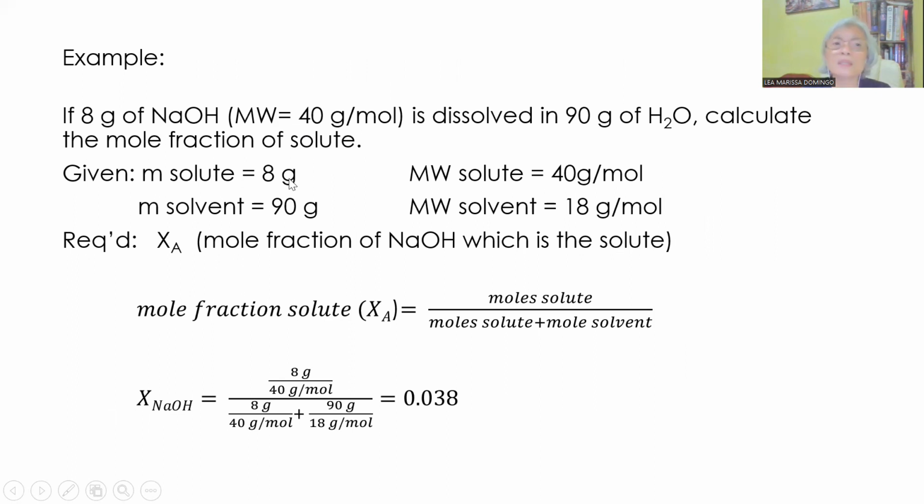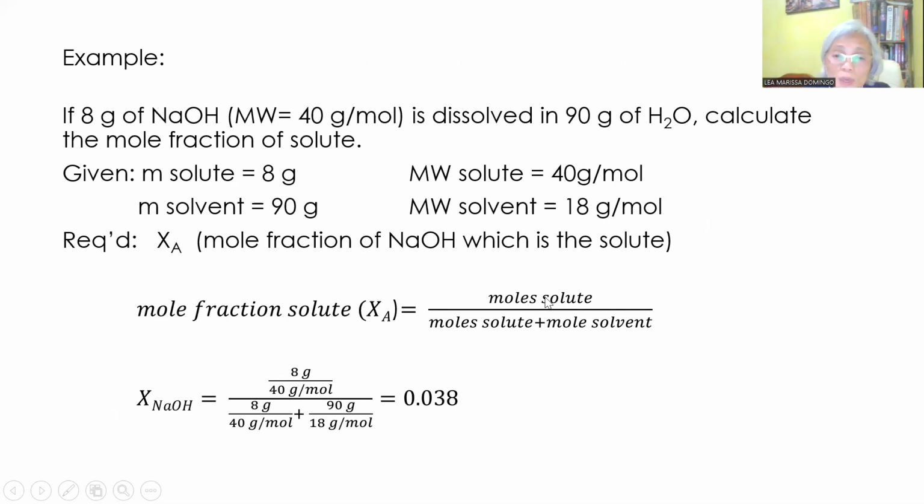So abstracting the data from the given problem, the mass of solute, which is sodium hydroxide, is 8 grams. The molecular weight of solute, which is sodium hydroxide, is 40 grams per mole. I hope you know how to compute for the molecular weight. The mass of solvent, which is water, is 90 grams. The molecular weight of solvent is 18 grams per mole. And we are required to find the mole fraction of sodium hydroxide, which is actually the solute in this particular problem.